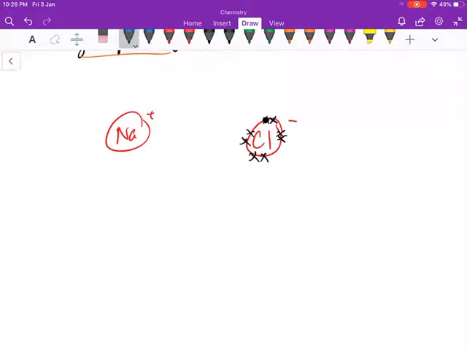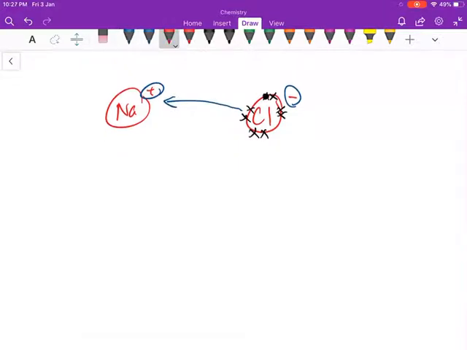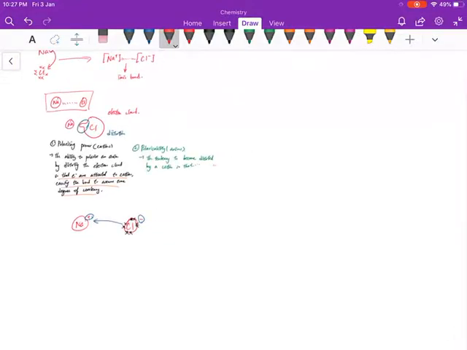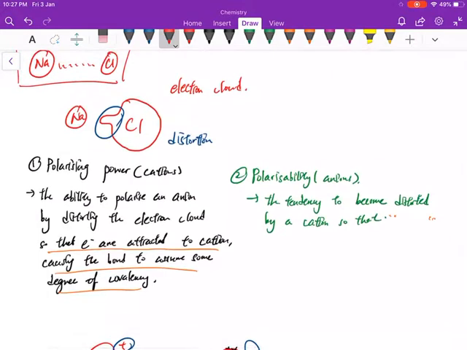And since sodium has a positive charge and chlorine has a negative charge, and we know that they attract each other because positive attracts negative, sodium would try to attract the electron back to itself. Try to. And what it does is it distorts the whole sphere, the circle here, which then causes what we know as the distortion of the electron cloud. This big thing right here.